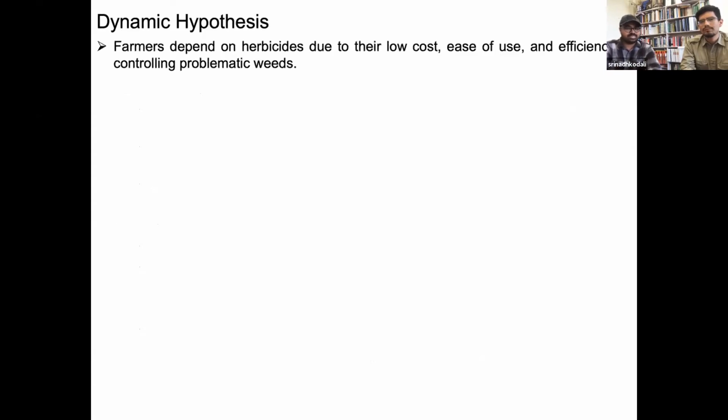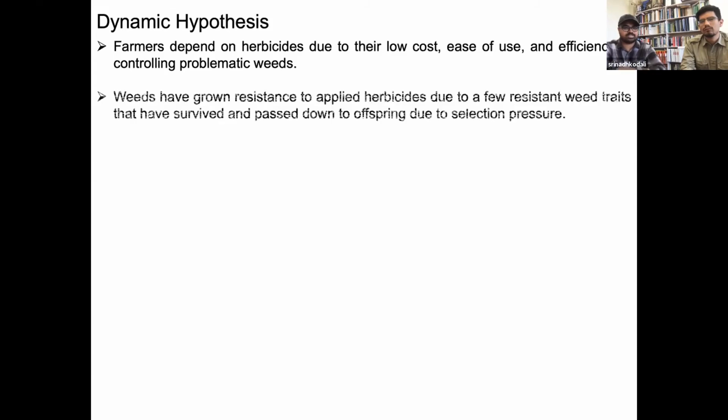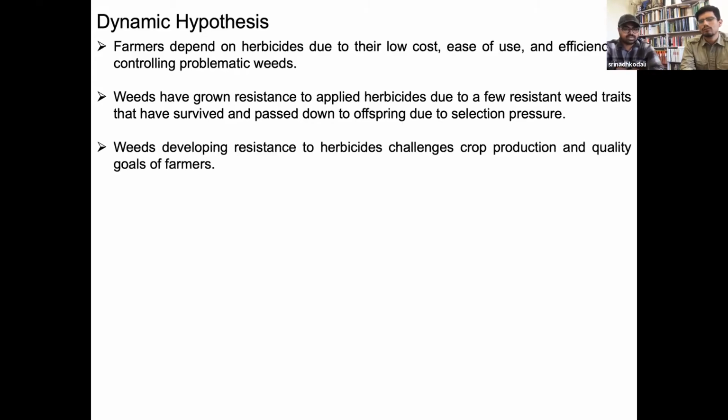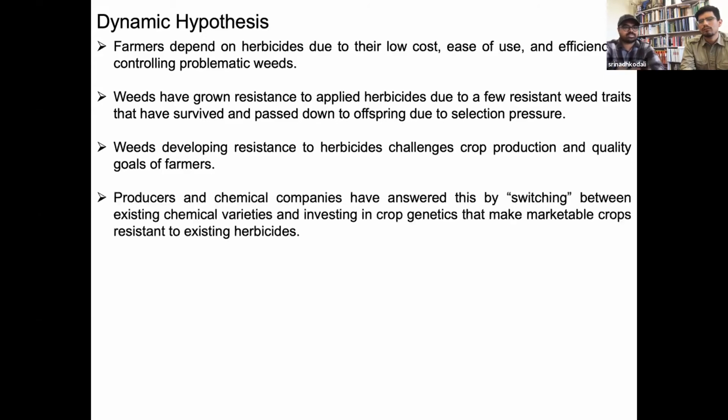a point-by-point basis. So the farmers depend on herbicides due to their low cost, ease of use, and efficiency in controlling the problematic weeds. Some of the weeds have grown resistance to the applied herbicides due to a few resistant weed traits that have survived and are passed down to the offspring due to selection pressure. So weeds developing resistance to herbicide challenges crop production and the quality goals of the farmers.